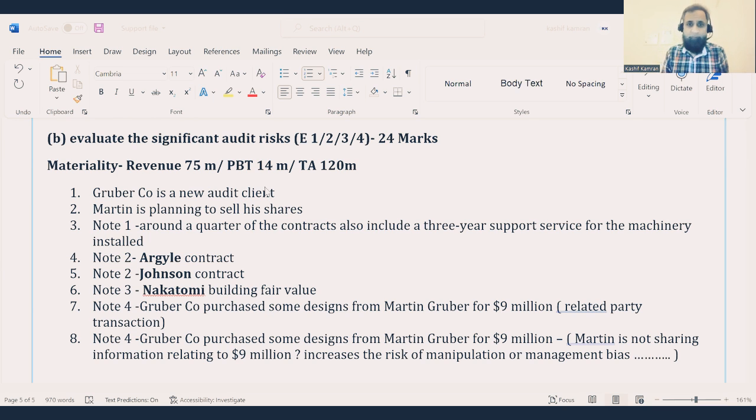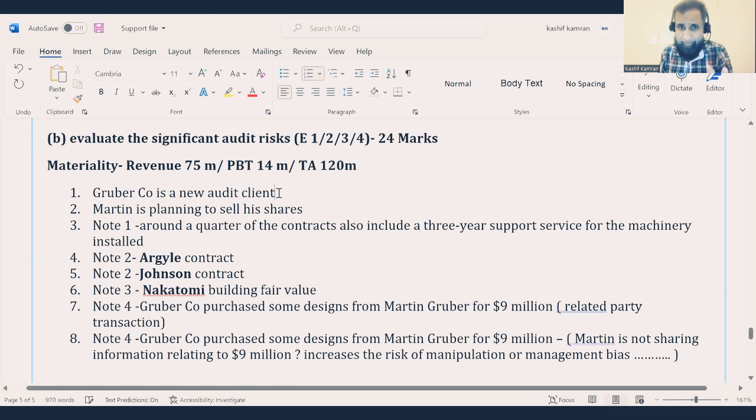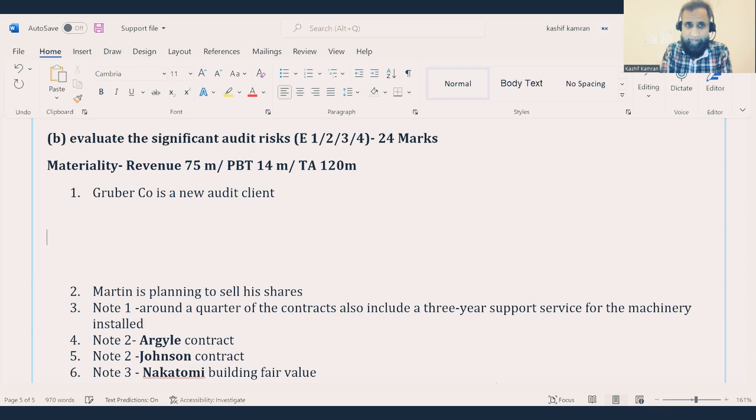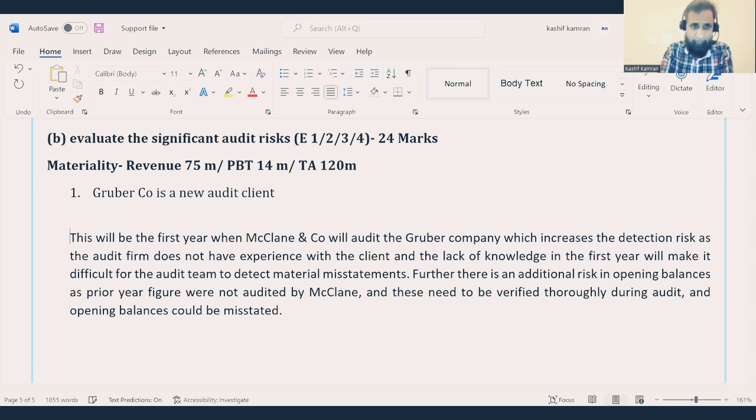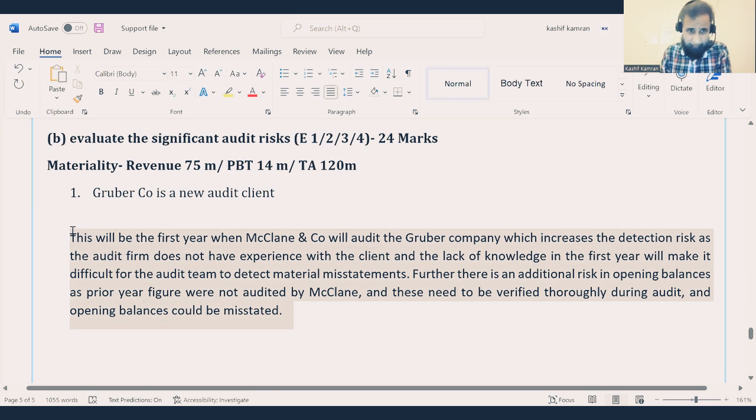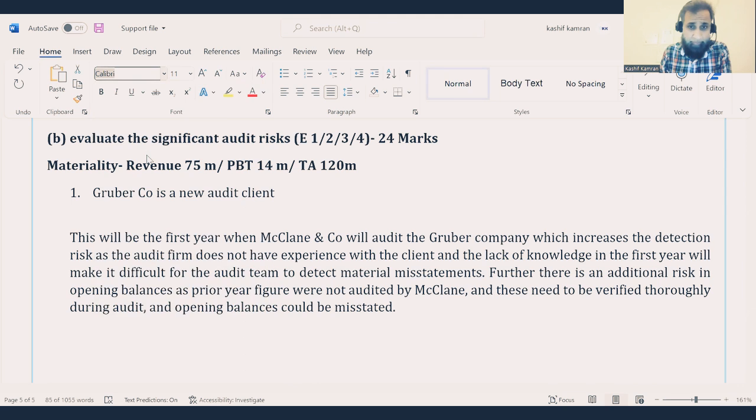Okay, let's go back. Grubber is a new client, right? That's the easiest one to write in the exam paper. And when you say Grubber is a new client, that's an easy risk to write. And how would you be writing it? For example, I can just copy the answer I've written during the break to save my time. This is what I wrote. Just let me bring it back to your support file. I hope you can see the support file again. This is what I wrote in the break, just to save my time and your precious time. And we can write a much greater answer.